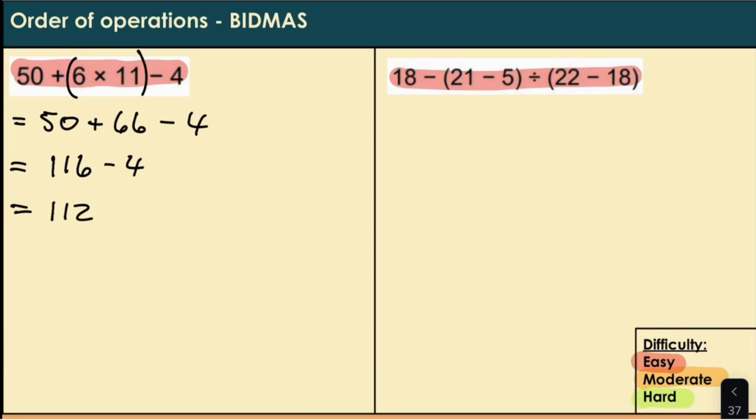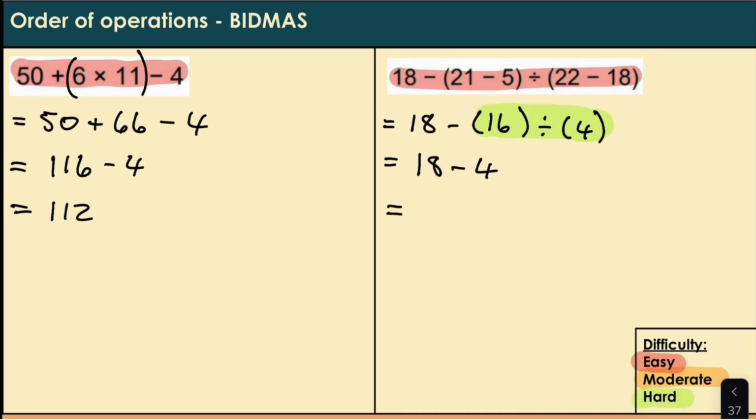Next question. Brackets, I see brackets. So I solve inside the brackets first. Indices, no indices. Division, I see a division. Over here we have division. We are going to solve that next. 16 divided by 4 is 4. 18 subtract 4 is 14. And we're done.